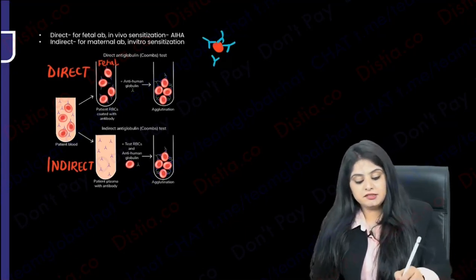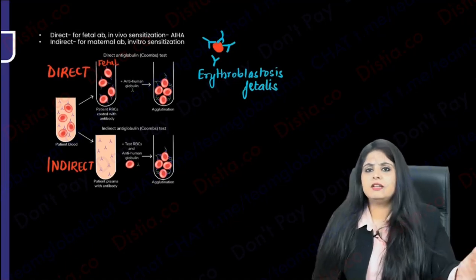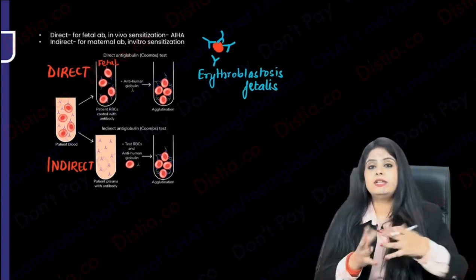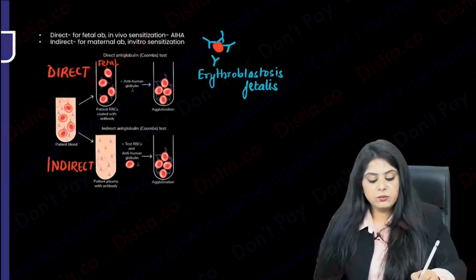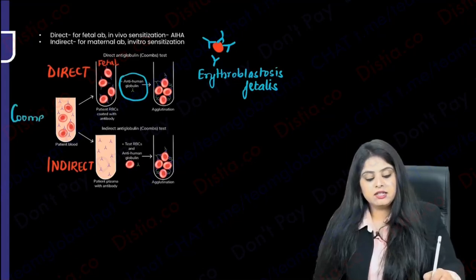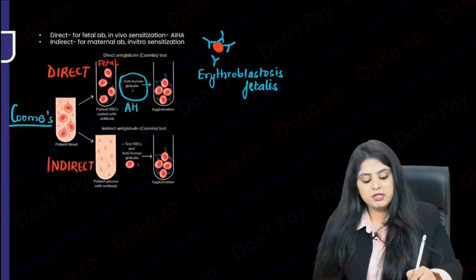Why? Because maybe this is a case of erythroblastosis fetalis. So they say that the fetal RBCs are already coated with antibodies, but they are not agglutinating. They are incomplete antibodies. So you please add something. In the Coombs test, what will you add? You will add Coombs reagent. You're always going to add Coombs reagent. What is Coombs reagent? Anti-human globulin.